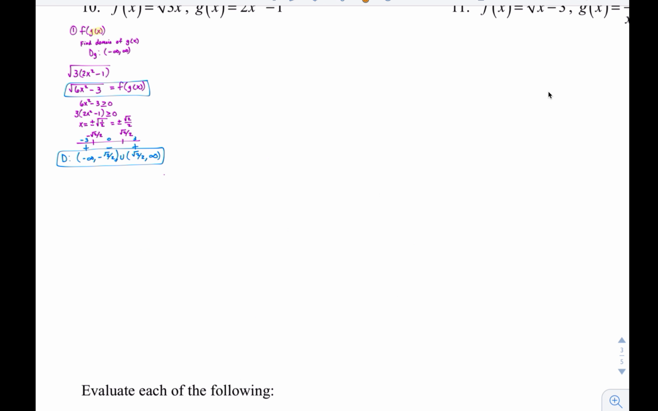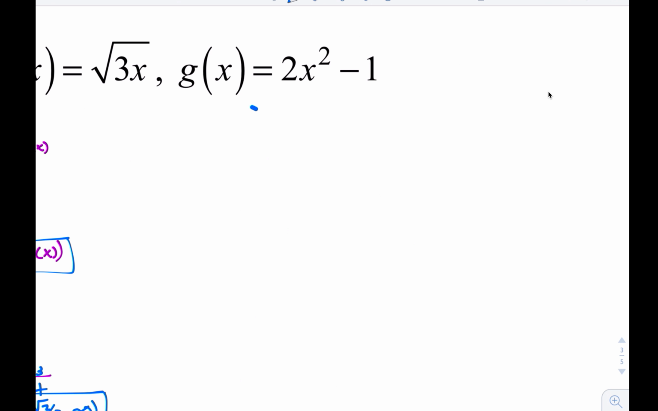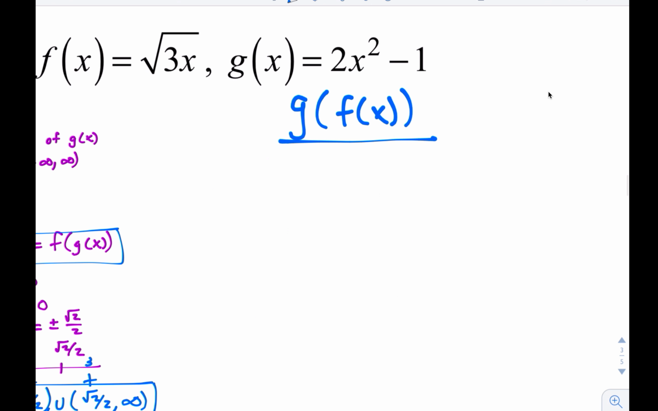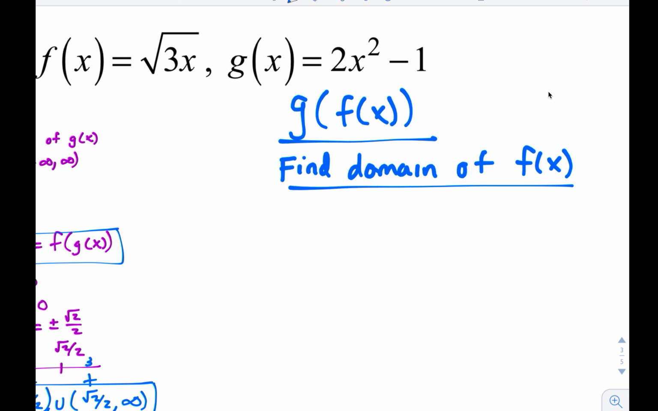All right, so that we just did f of g of x. Now we're going to try and do g of f of x. All right, so the first thing I need to do is I need to figure out the domain of f of x. Okay, so find domain of f of x. All right, so again, because this is a square root, I have to make sure what's inside is greater than or equal to 0. All right, so that tells me that x has to be greater than or equal to 0. Okay, so I need to remember that when I write my final answer.